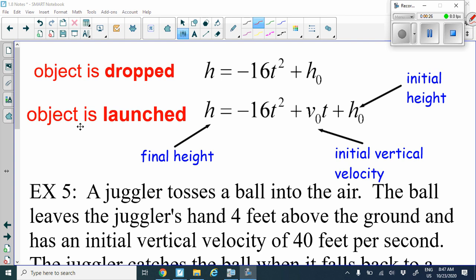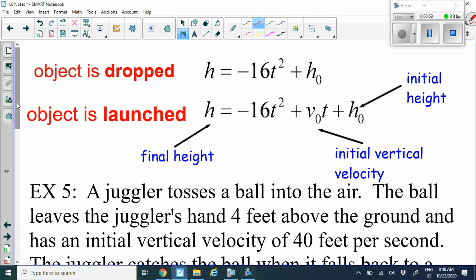Now we're going to be talking about when objects are launched. This is actually when we create the parabola. So h, once again, is our final height. t represents the time, and this could be in seconds, hours, or minutes, depending on the problem. Now the new part is our middle. We see v and then the 0. This means v naught, which is our initial vertical velocity. And then, of course, h naught is our initial height. So this is the formula we're going to be using whenever an object is launched.